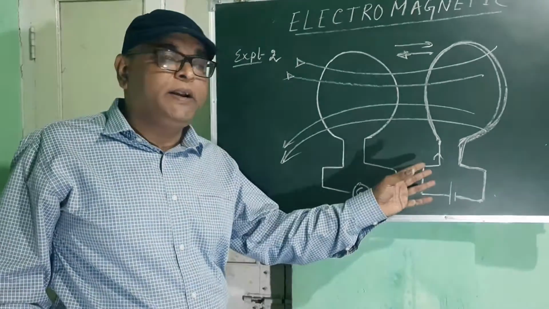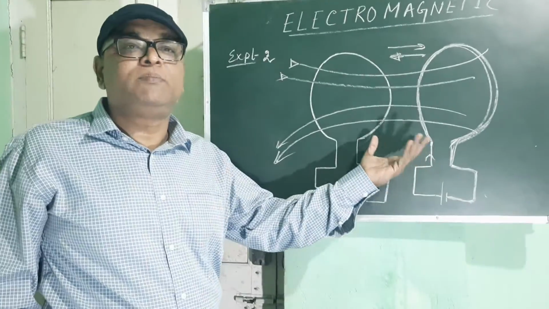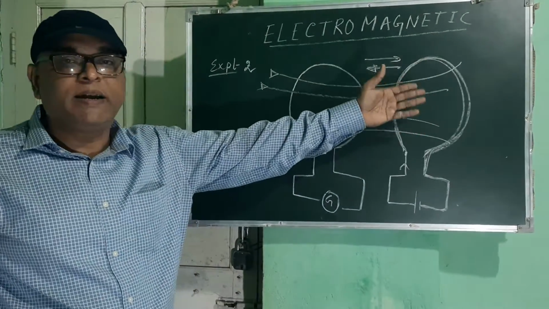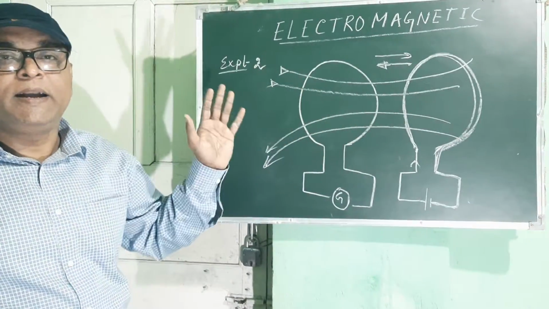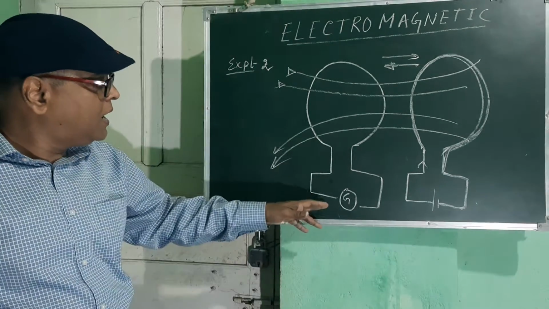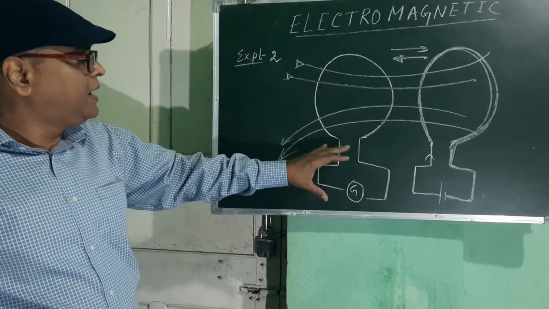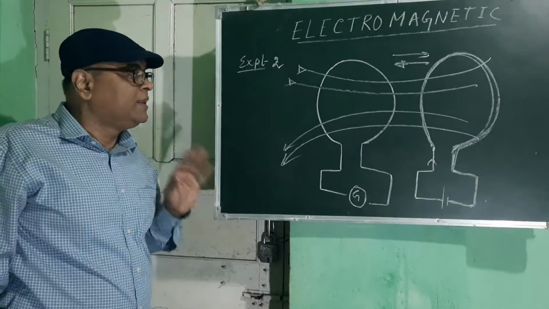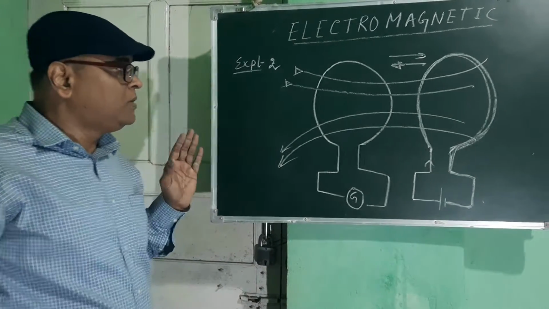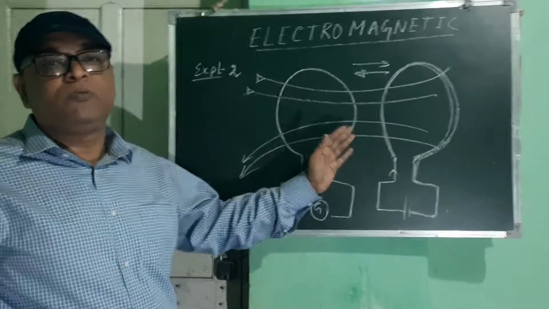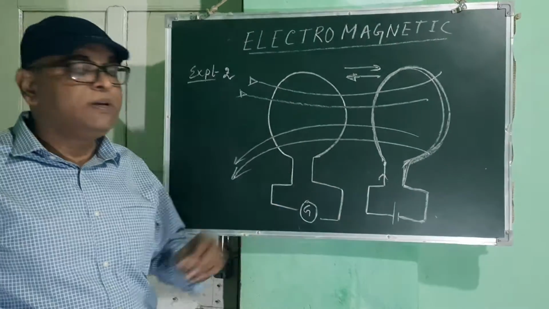Now, why will we use that solenoid? We will use the solenoid to increase the strength of the magnetic field. The solenoid will itself generate a magnetic field, and with that we can easily set up current in the other coil. That is experiment number 2. And there is also one relative motion required between the two.